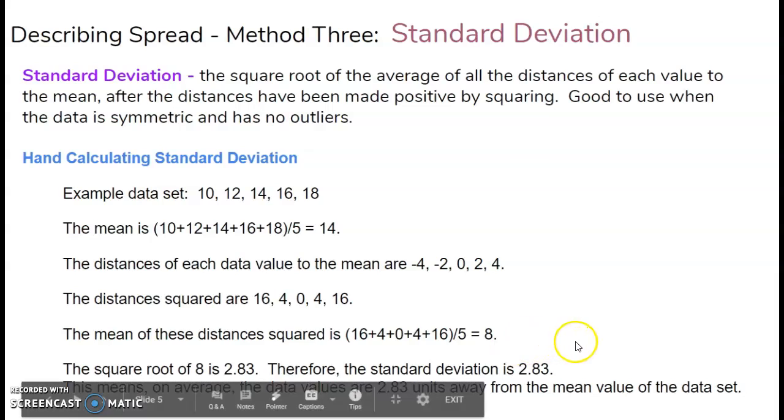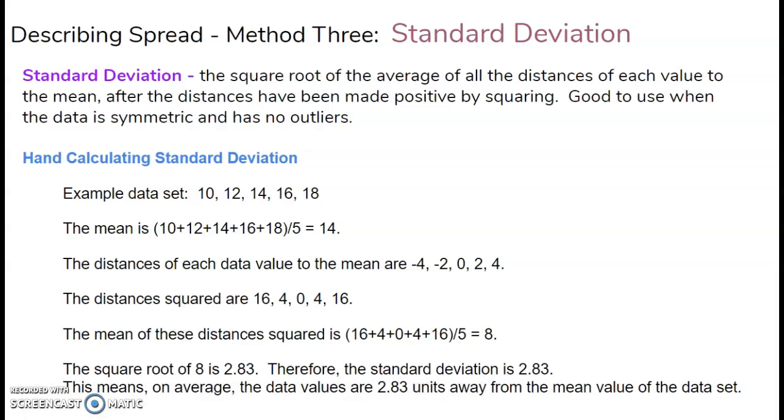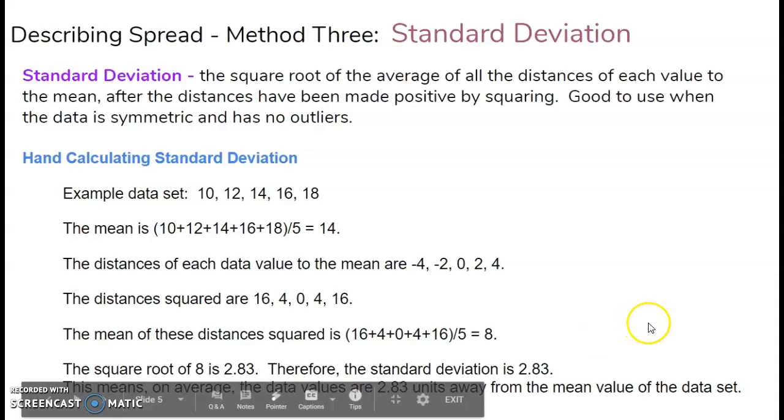This means on average, the data values are 2.83 units away from the mean value of the set. So they're pretty tight to each other, which I would say, right, 10 to 18, that's a pretty tight group. There are no outliers here. They're all 2 units away from each other.